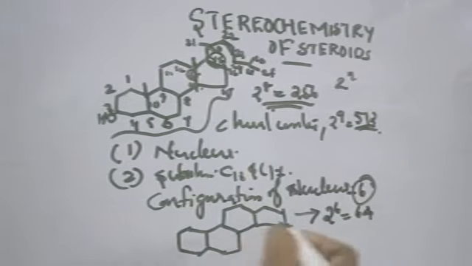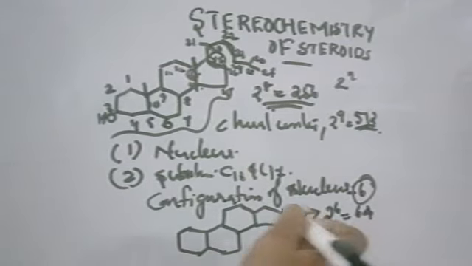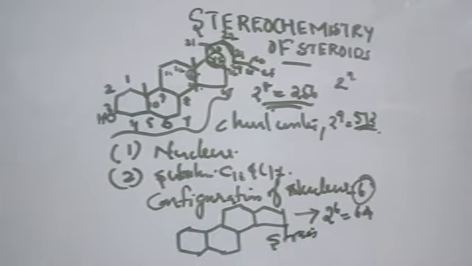Because of the strain in the ring system, most of these isomers are not found, or are not stable. That's about this point. Then we have to study the evidence for suggesting the configuration of the nucleus.